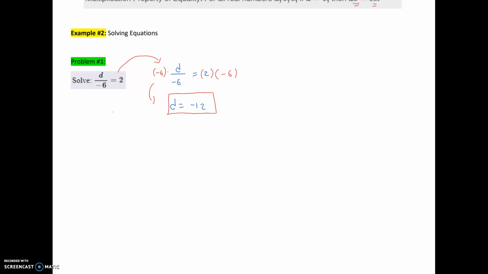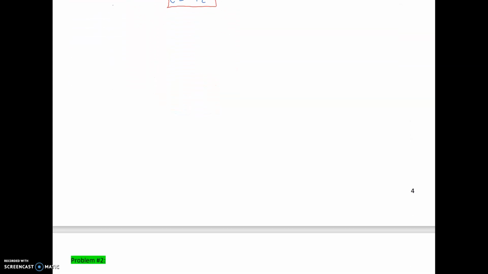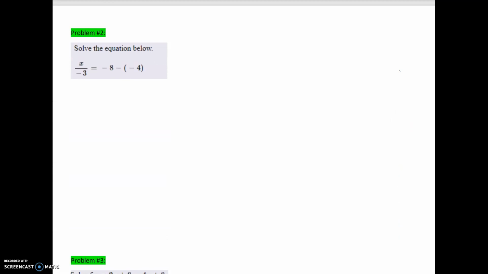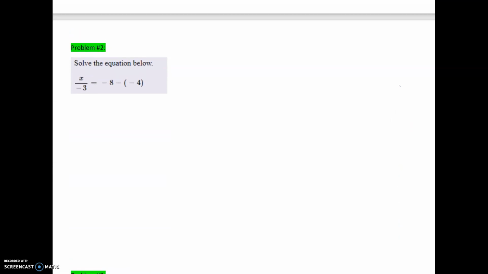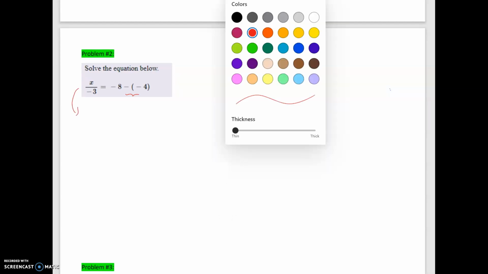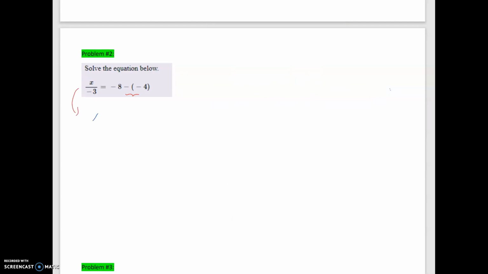Let's move on to problem 2. And on problem 2, let me start by simplifying the right hand side. As we simplify the right hand side, notice that you have a double negative there. So let me just rewrite it, and we're looking at x divided by -3. This is equal to -8 plus 4 because of the double negative property.